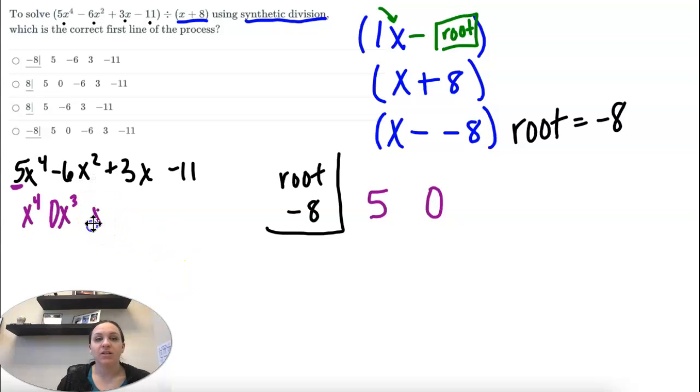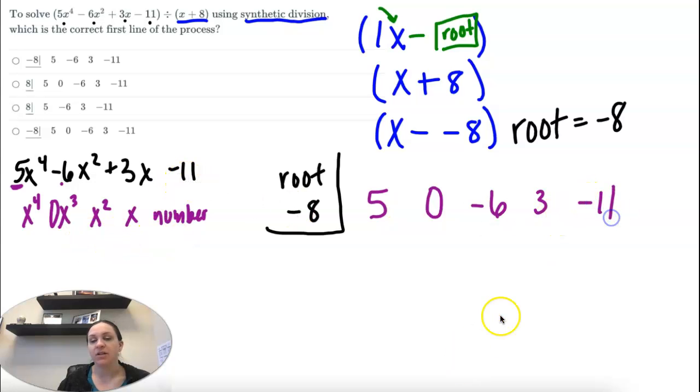Okay, then we go down to x squared, and the coefficient is negative 6. Then we go down to x, and the coefficient's 3. And then you go down to just the number, without the x. See how this is called descending order. So our last one's negative 11. And that's just the setup. That's all this is asking for, so I'm not going to continue with it. But you can see there's the root, and then 5, 0, negative 6, 3, negative 11.